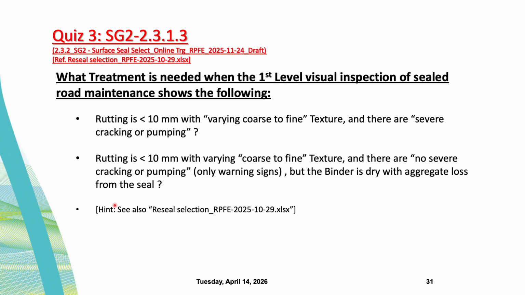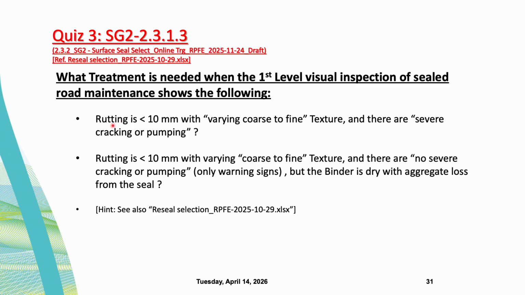Then there's a third quiz. What treatment is needed when the first level visual inspection of the sealed road shows the following? First level visual inspection of sealed road maintenance. What is the rutting? We say the rutting is less than 10. Varying coarse to fine texture. So now you're on those flow charts. Secondly, texture, and then there are severe cracking or pumping.